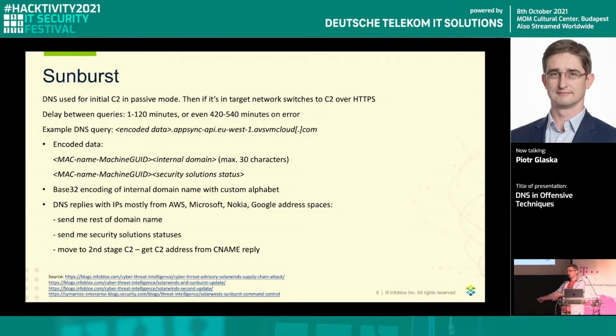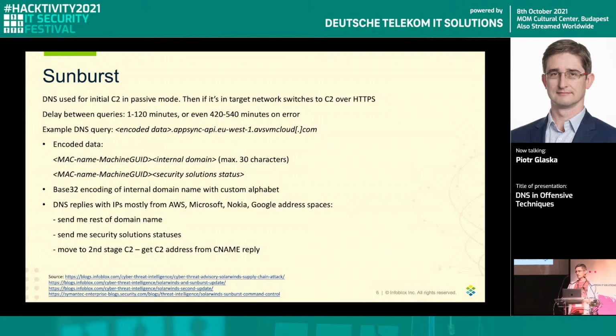So if someone was looking at this communication without knowing what it is, he would see encoded data looking like AppSync functionality on AWS, and the IP addresses would be from AWS, so not very suspicious, right? Then the C2 server would send a reply saying: give me the status of security solutions running on the system. That would be sent again inside a DNS reply. Finally, if they are interested, the C2 reply would move to the next stage of infection. Then they would switch to C2 over HTTPS.